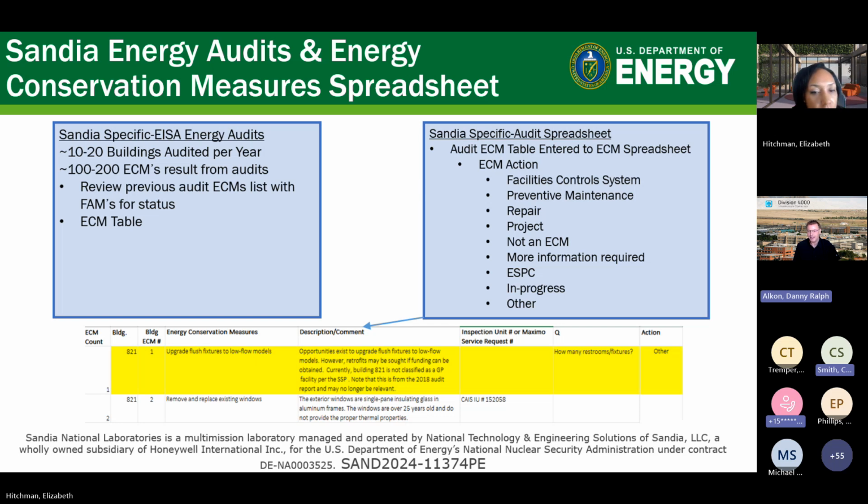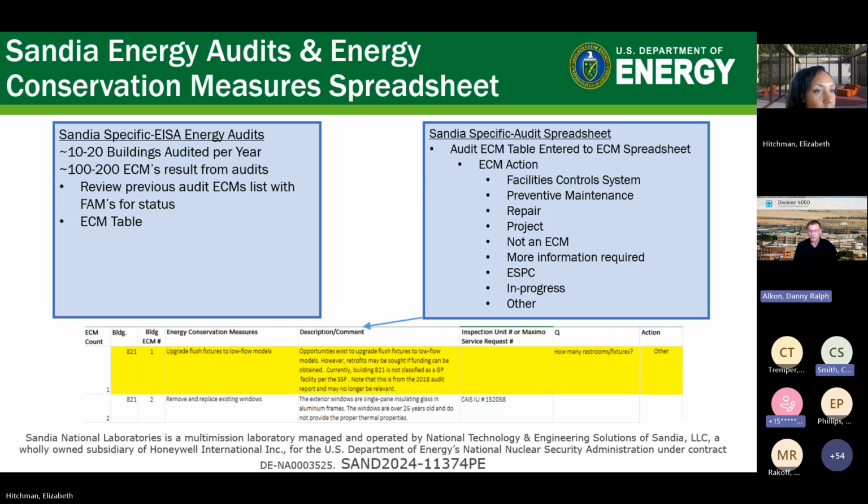And the energy conservation measures, ECMs, start with the EISA energy audits, and they go through the yearly cycle, 4-year cycle that was mentioned before. We typically have 10 to 20 buildings that are audited per year. And out of those audits, we have 100 to 200 ECMs that come out of that.